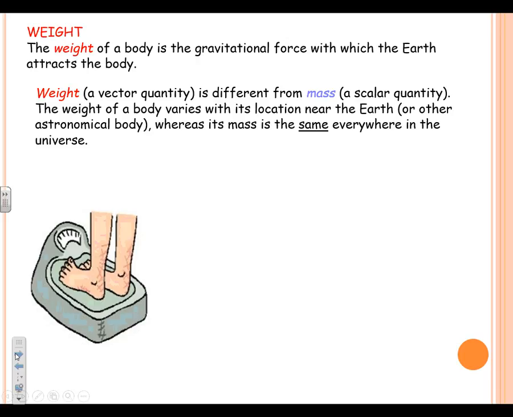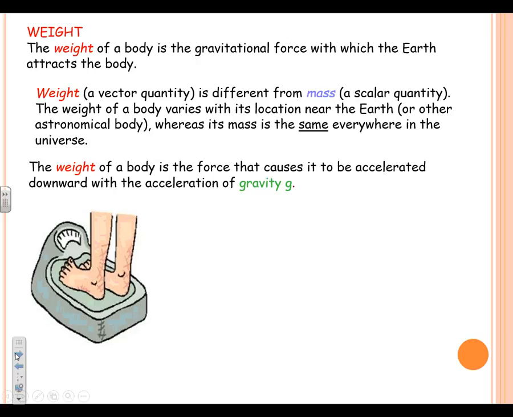The weight of a body varies with its location near the Earth or other astronomical bodies, so it really deals with gravity, whereas mass is the same everywhere we go. I have the same mass here on Earth that I'll have on the moon, unless I lose a body part somewhere along the way. But otherwise, I would much prefer to talk about my weight on the moon than on Earth. That's because gravity on the moon is less, and so my weight value is actually less as well.